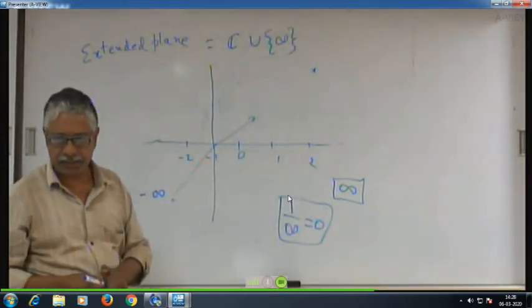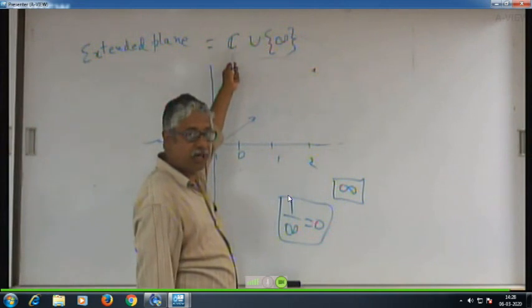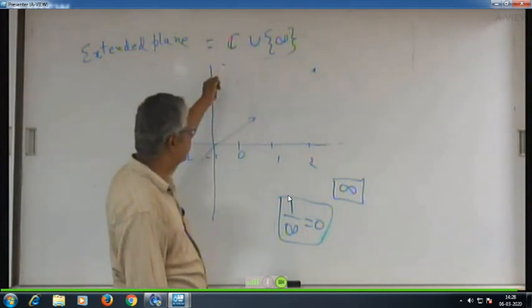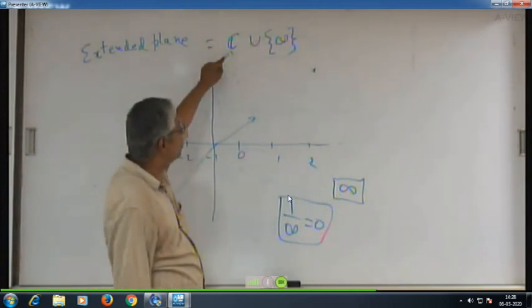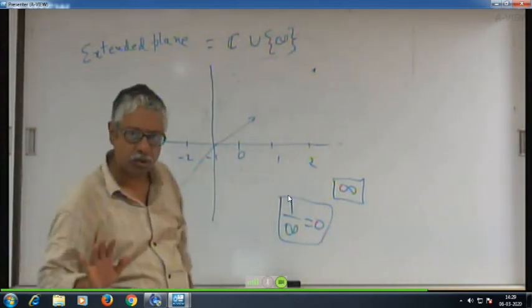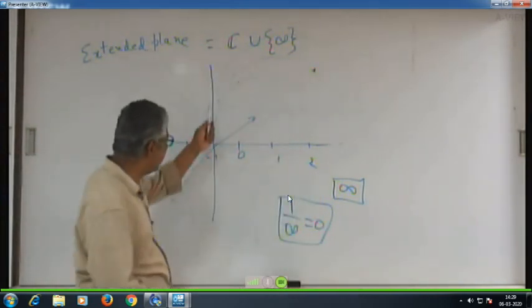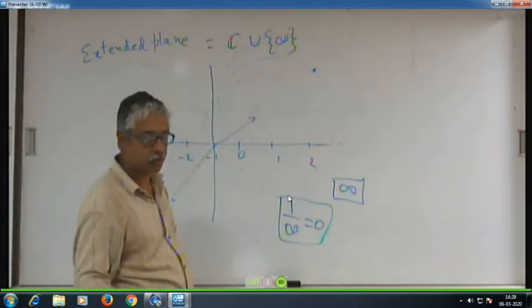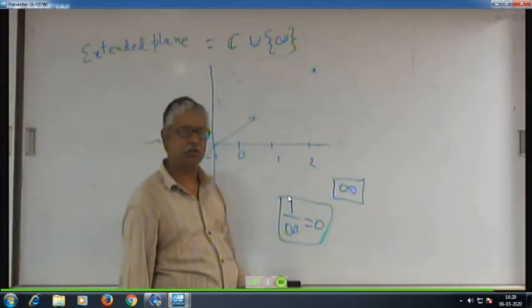It's not just a set-theoretic thing, it is topological, whatever it means. It means this infinity is very close to numbers which are very large in complex numbers. Large means whose magnitudes are large. Complex numbers themselves are not large, but we compare their magnitudes. So large magnitude complex numbers are very close to infinity. This is a concept which you need to understand. At least for this part of the course, you need to understand we are not doing geometry only in the finite part of the plane, but we want to include the infinity also. And the property which is relevant for that infinity is 1 by infinity is 0. This is all you need to know.